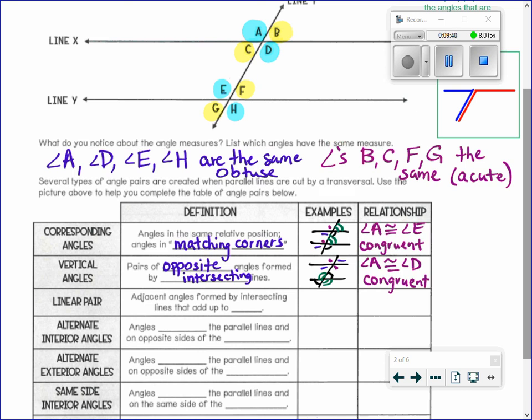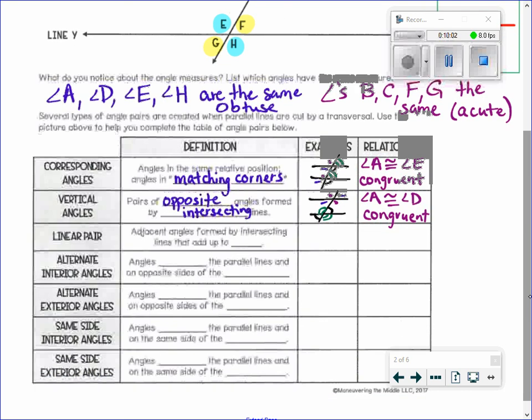All right, someone else mention another vertical pair. What else? What's another vertical pair? Someone from the red table. What's another vertical pair? B and C, perfect. B and C. What's E vertical to, everyone? H, perfect. What's F vertical to? G. Love it. So those are vertical angles.